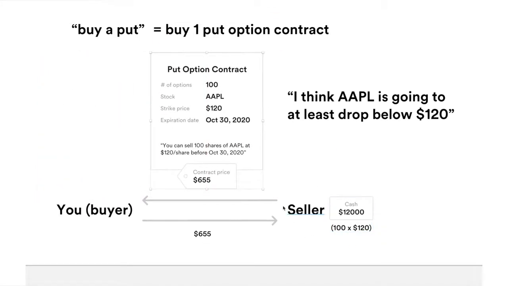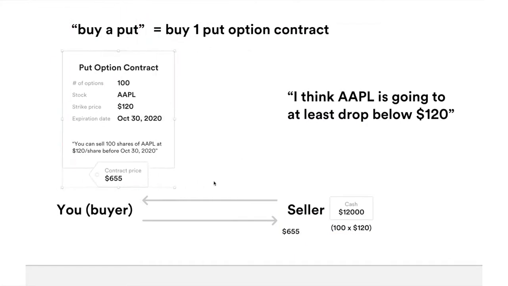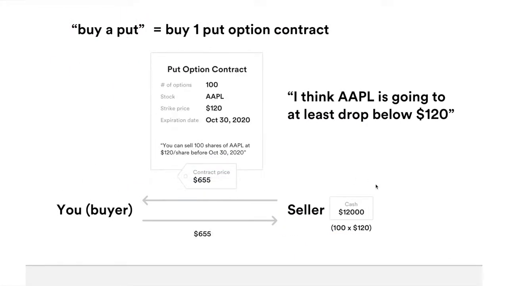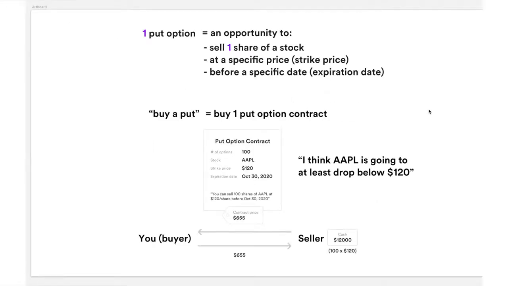What would the seller get in this case? Well, you buy the put option contract, right? You pay $655 to the seller and you get the contract, okay? That's a fair trade, fair deal. That's how the exchange happens behind the scenes. So right now, you actually have got the basics, the fundamentals, the very essentials of what put options are and how they work behind the scenes.